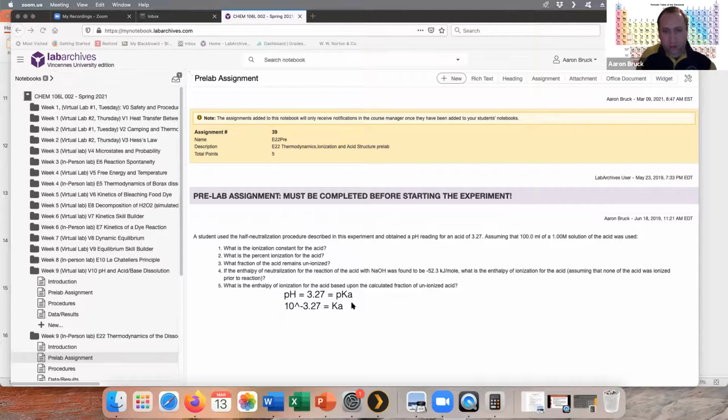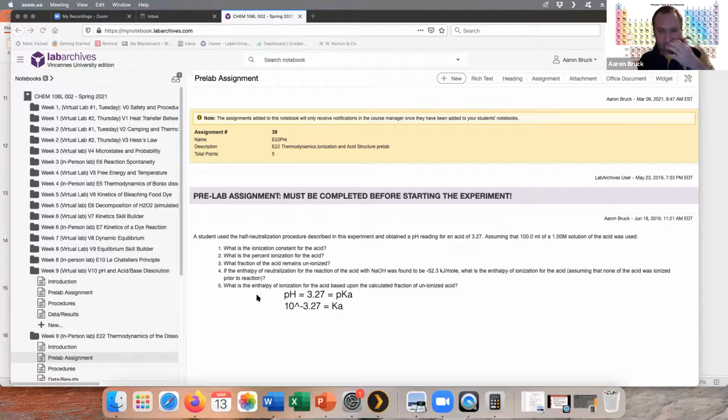In number 2, you're going to use that Ka value and this pH value to figure out the percent ionization. When you know what the percent ionization is, the remainder, so let's say that the percent ionization was 3%, then that means that 97% was unionized. So when you figure out number 2, number 3 is the remainder from 100.